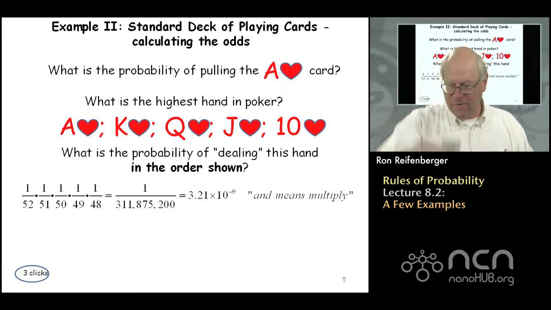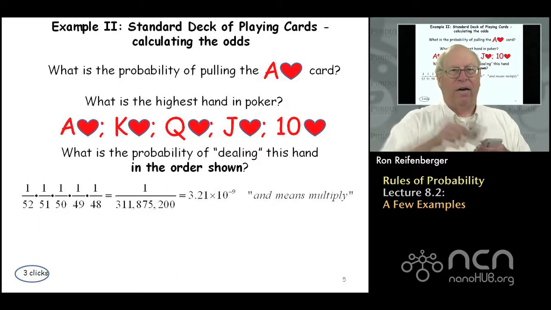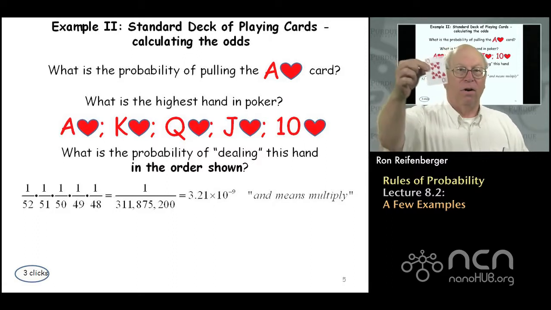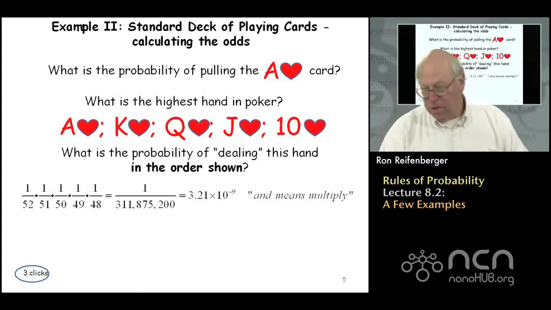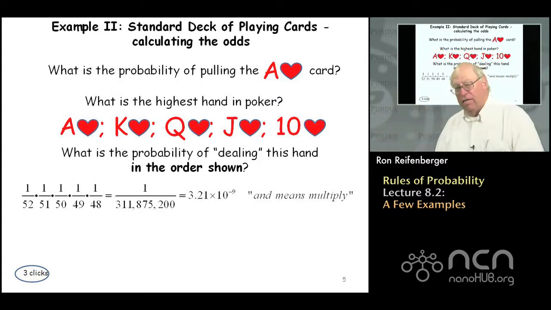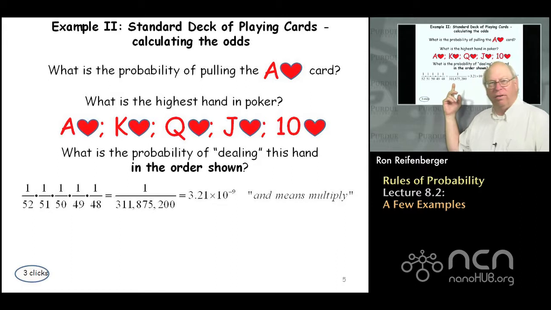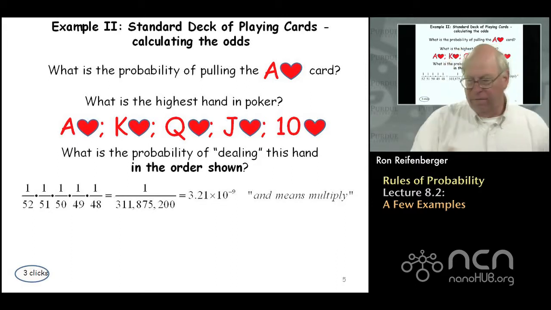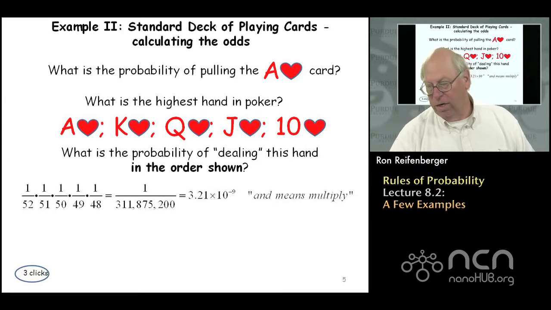Oh, man, what a lucky guy. Jack of Hearts? Well, I got that one right too. And then the 10 of Hearts. Oh, there you go. So, I've done this experiment about 300 million times. This is the first time I've actually been able to generate this sequence of ace, king, queen, jack, and 10. So I'm a lucky guy today.